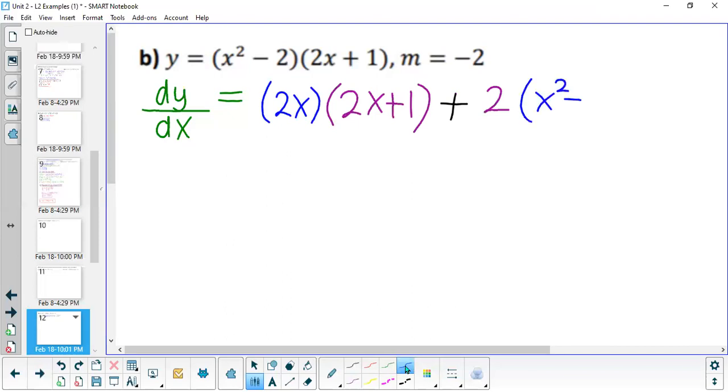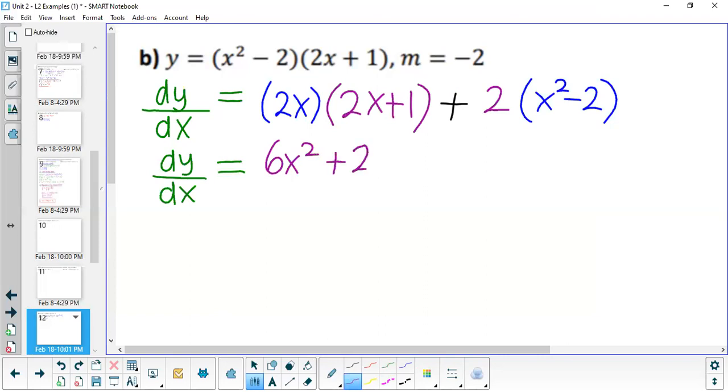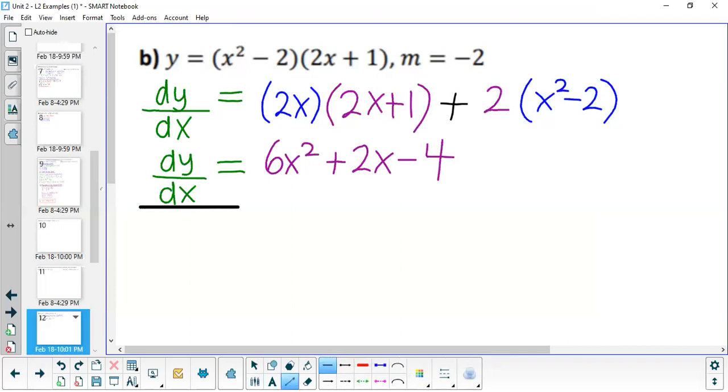Now, normally I want you to show your distributive property, your collecting like terms, all of that. For the sake of time, I'm just going to write the answer for now so that I can focus on the second half of the question. And that means my derivative formula, 6x squared plus 2x minus 4. Just for the sake of time, obviously I would expect more from you on a test.